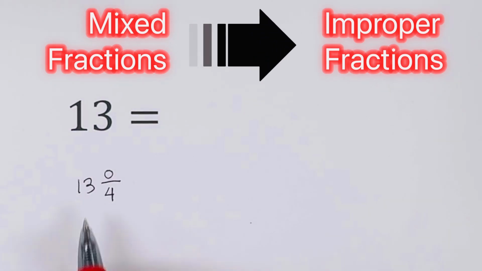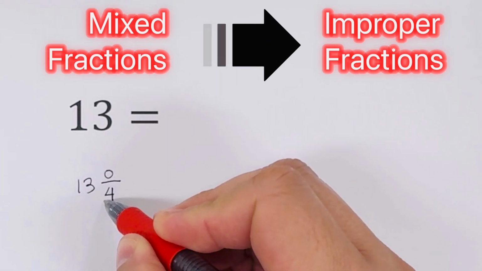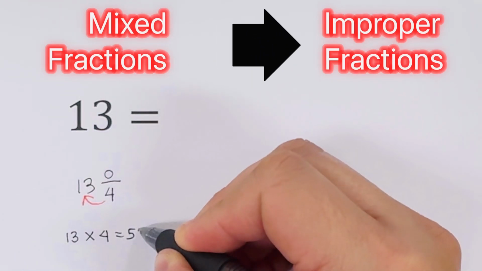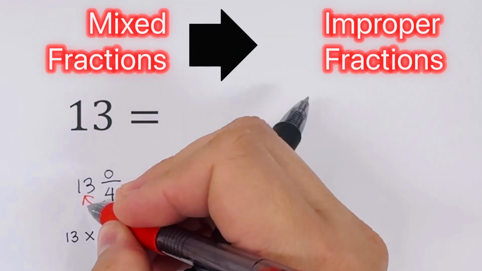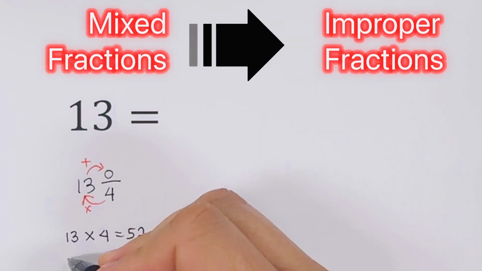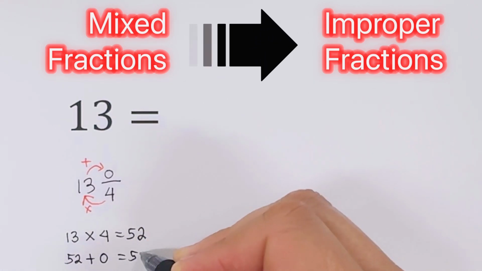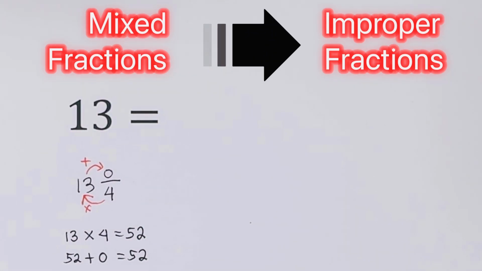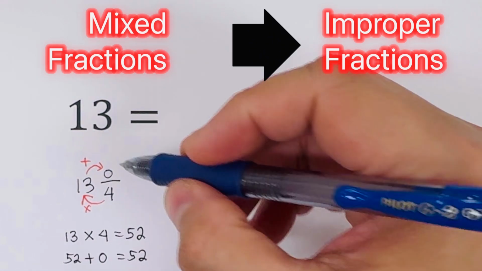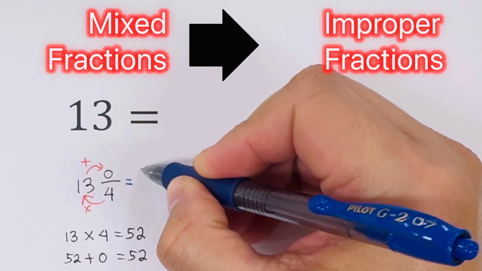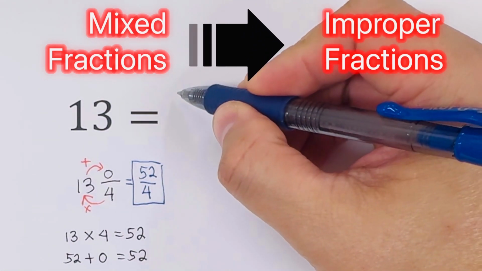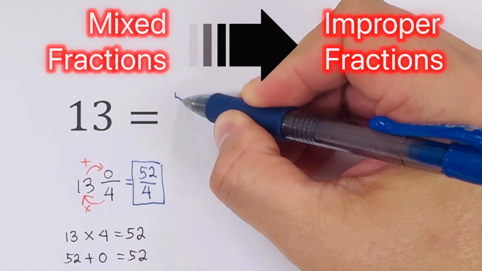So if we look at this mixed fraction that we have here, we're going to multiply 13 times 4, which is equal to 52. And then we add, again, 0 to it. So that would be 52 plus 0 is 52. So then we go ahead and say that this 13 and 0 over 4 can be expressed in improper fraction form as 52 over 4. So that is the improper fraction form for 13.